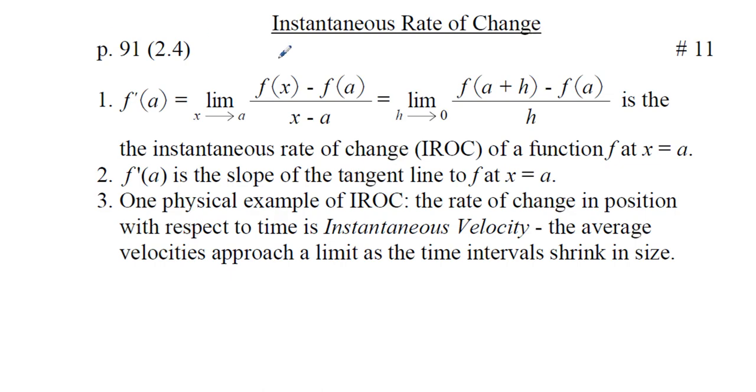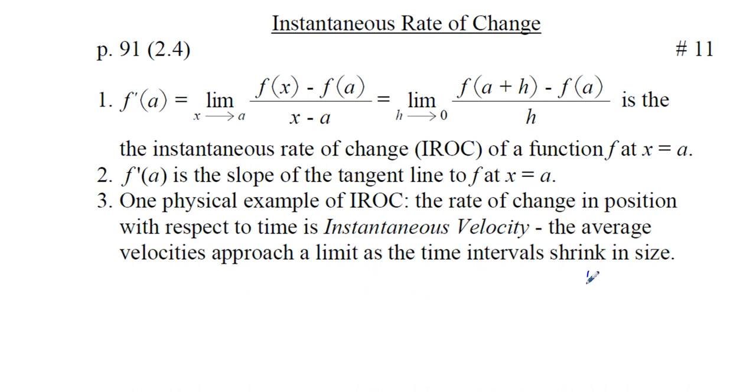So what we have is instantaneous rate of change. And this goes back to the definition of a derivative, what these expressions look like here. The limit as h approaches 0 of f of a plus h minus f of a over h is the instantaneous rate of change, with the acronym IROC, of a function f at x equals a. F prime of a is the slope of the tangent line to f at x equals a.